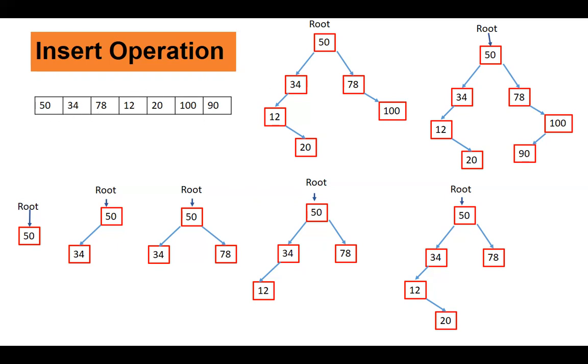I hope the concept is clear. The only thing you should remember: the very first key you insert is the root. Henceforth, whenever you insert the next keys, just compare them with the root. If they are smaller than the root, insert them on the left side. If they are greater than the root, insert them on the right side. So it's a recursive process. Every time you compare with the root and keep going along the path till you find the proper position to insert the particular node. Fine. The next operation we have is traverse.